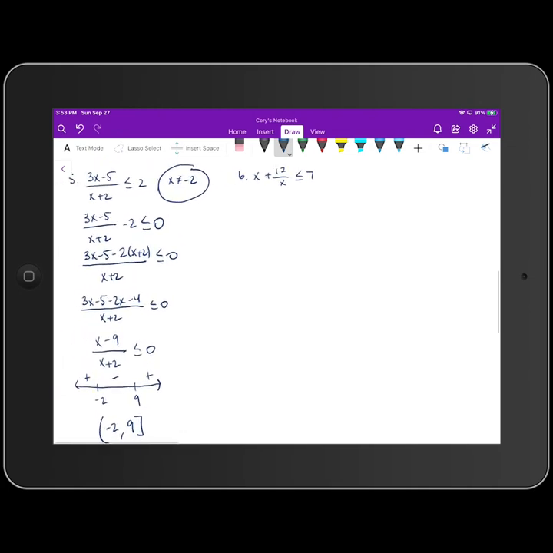Okay, I'm going to have you guys do number 6. So for number 6, you have x plus 12 over x is less than or equal to 7. All right, so pause the video, give that one a try, and then we'll work on it together.